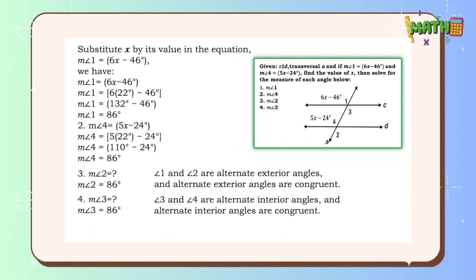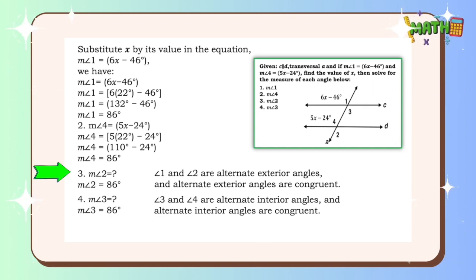Substitute x by its value in the equation. The measure of angle 1 is 6x minus 46 degrees. We have the measure of angle 1 is 86 degrees. Number 2, we are asked to find the measure of angle 4. The measure of angle 4 is 5x minus 24 degrees. We substitute the value of x, which is 22 degrees. So the measure of angle 4 is 86 degrees.